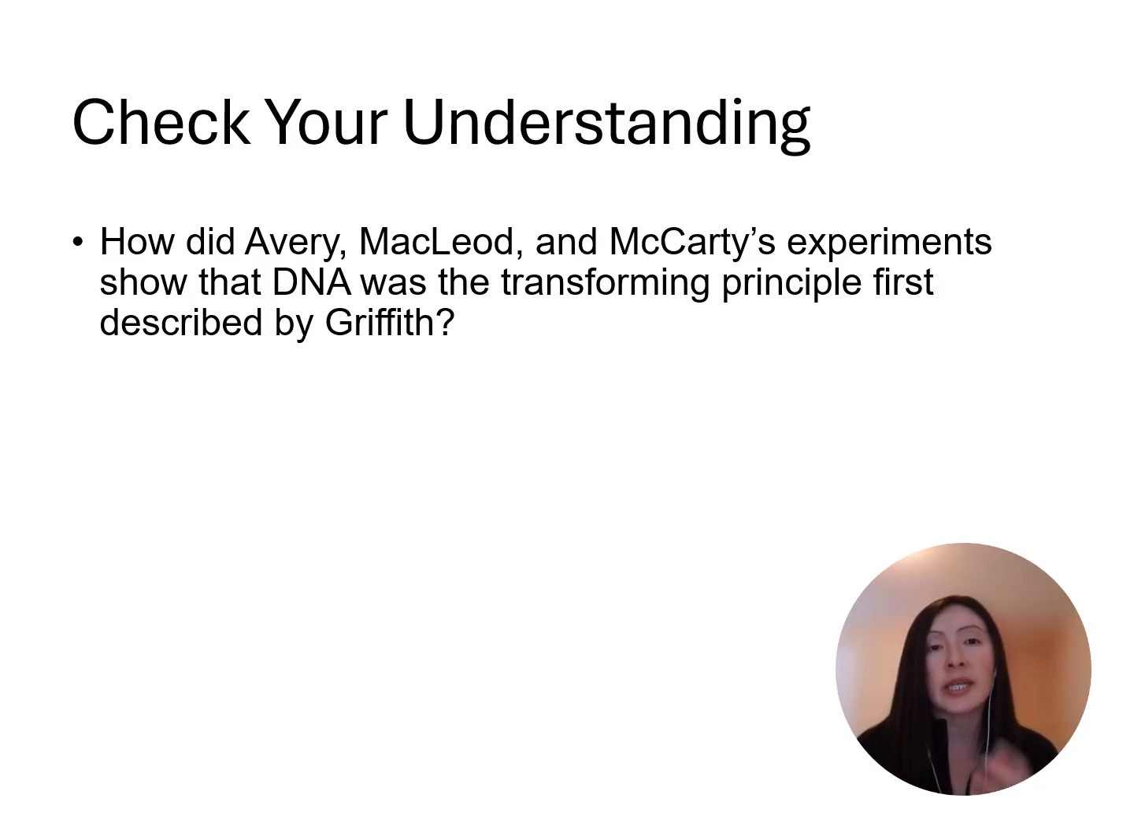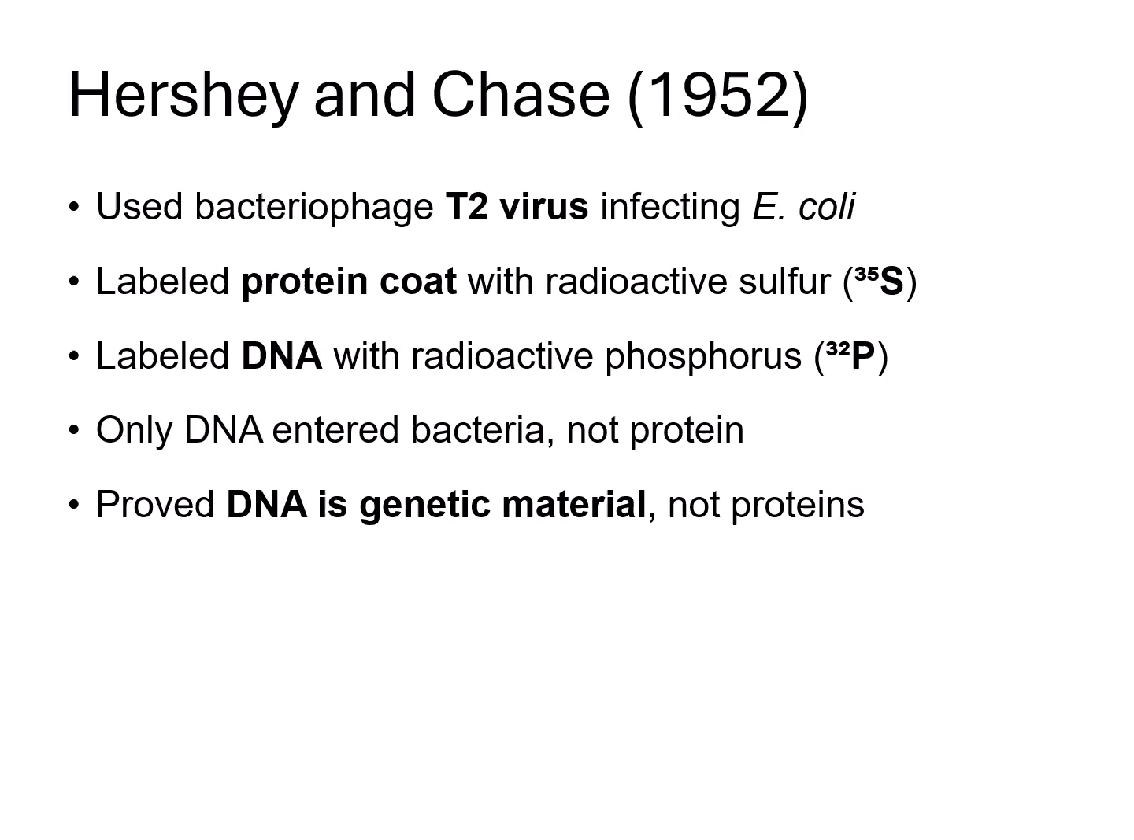So they concluded that DNA, and not protein or RNA, was the transforming principle that Griffith had observed. In 1952, Martha Chase and Alfred Hershey used bacteriophage T2 virus to infect E. coli bacteria. What they did to the phage was either label the protein coat with radioactive sulfur or label the viral DNA with radioactive phosphorus.